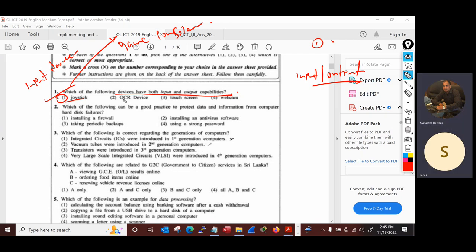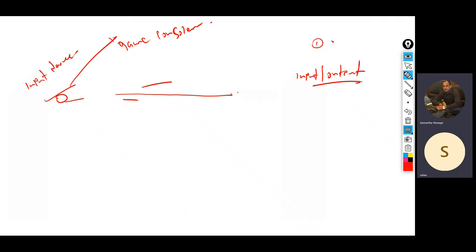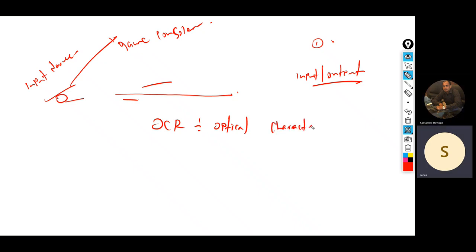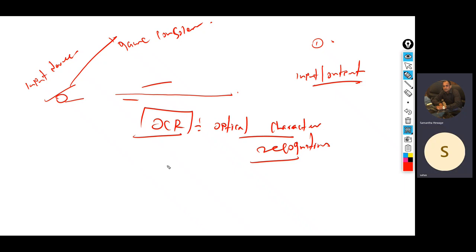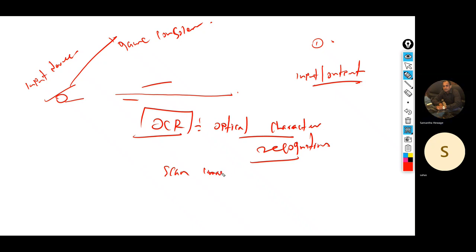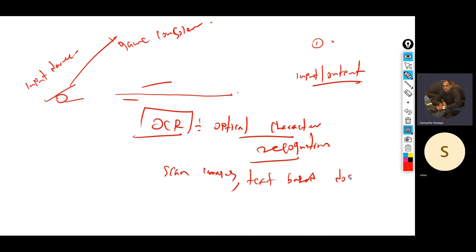Sir. Right. OCR means optical character recognition. OCR, what's the purpose of OCR? If you want to scan images of a text-based document, you can use OCR, optical character recognition.